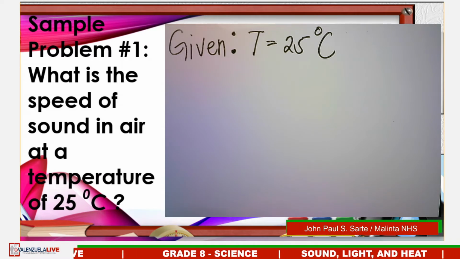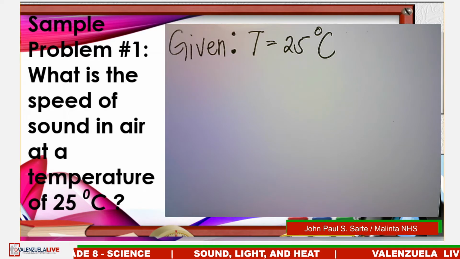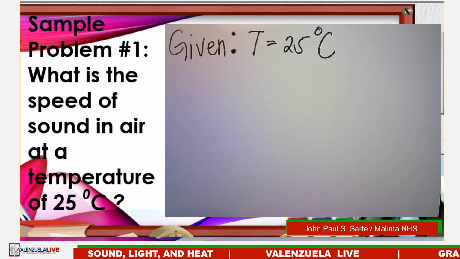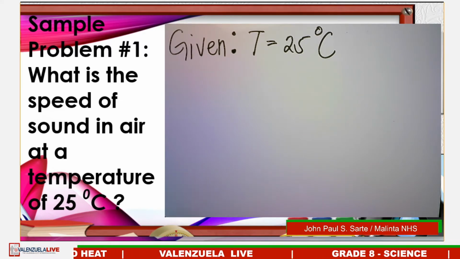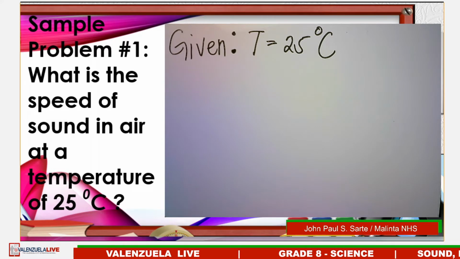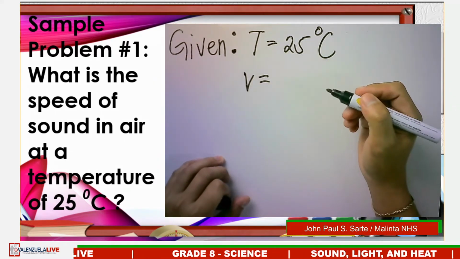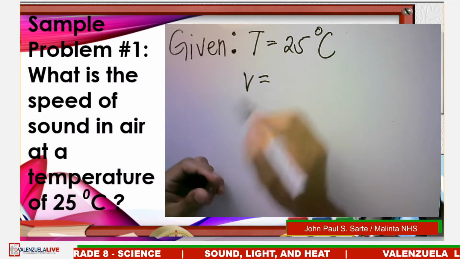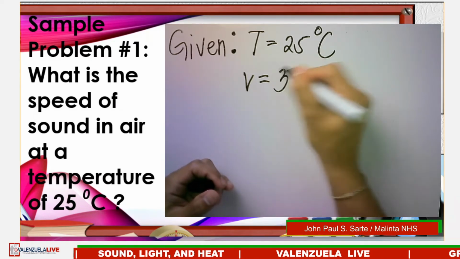Okay, there is something missing. Actually, there is a hidden given. And what is that, class? Anyone from the class? Exactly. Okay? The hidden given is the speed of sound. And what should be the answer for this one? Given, for the speed of sound, it should be 340.